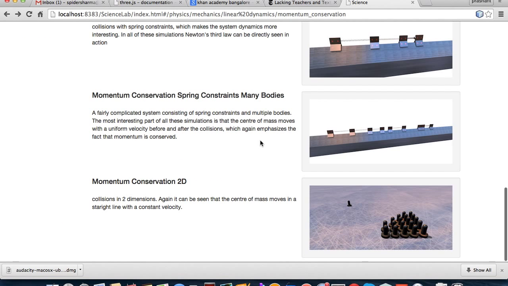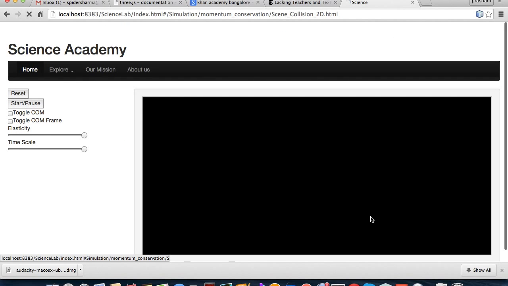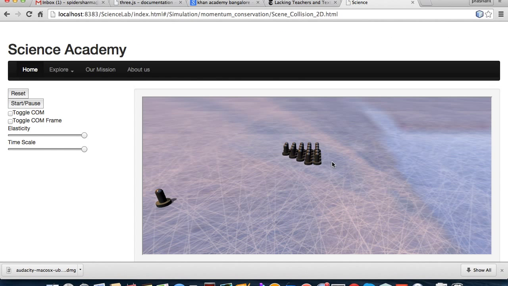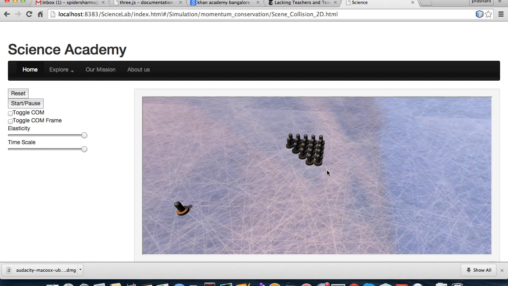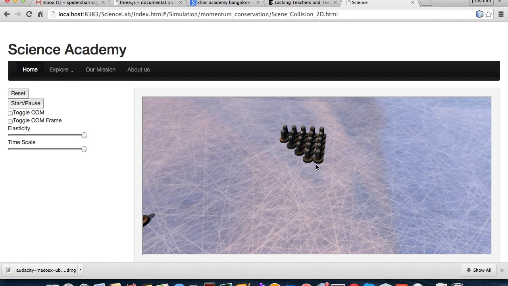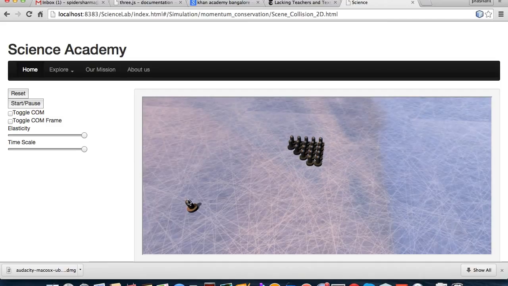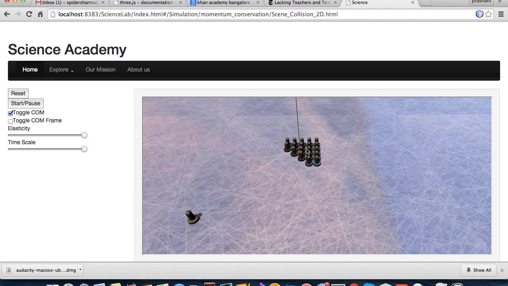Now let's see some 2D examples, to illustrate that the momentum conservation law is general and it's applicable in 2D or 3D. Okay, now you have a system of bodies. Again, they are resting on a frictionless surface, and we have this body. We'll give it an initial push, and let me toggle the center of mass. It's somewhere here, you can see, and let me start.